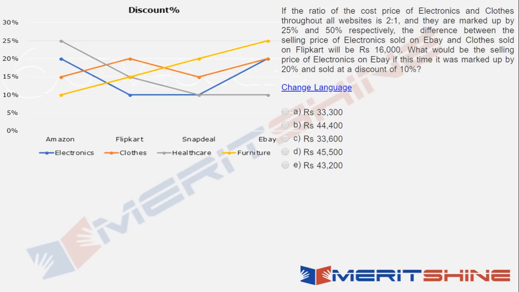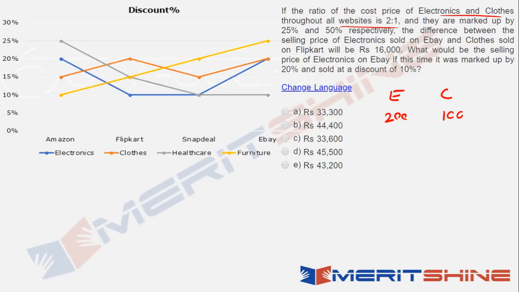Again, a lot of stuff to read here. Let's just read it quickly. The ratio of the cost price of electronics and clothes throughout all websites is 2:1. The first number that comes to mind is electronics and clothes, so 200, 100. You can just take it like that, 2:1. And they are marked up by 25% and 50%.